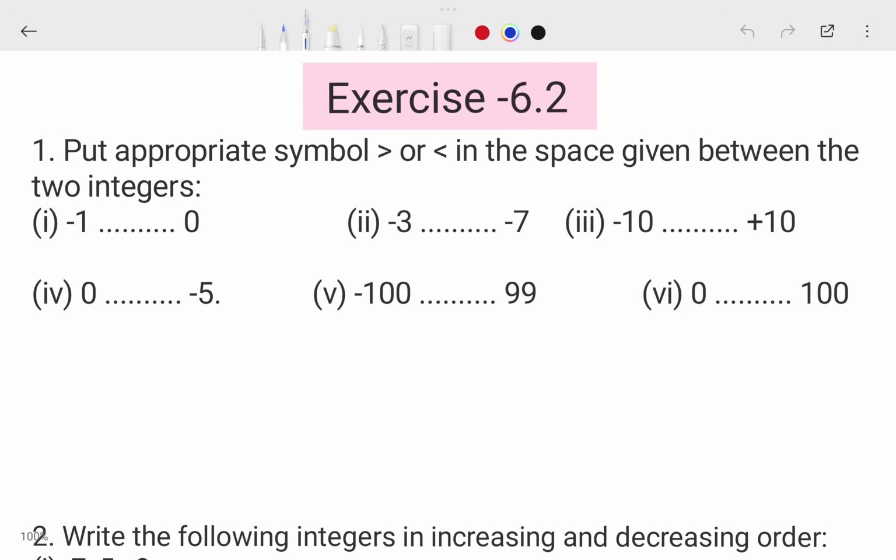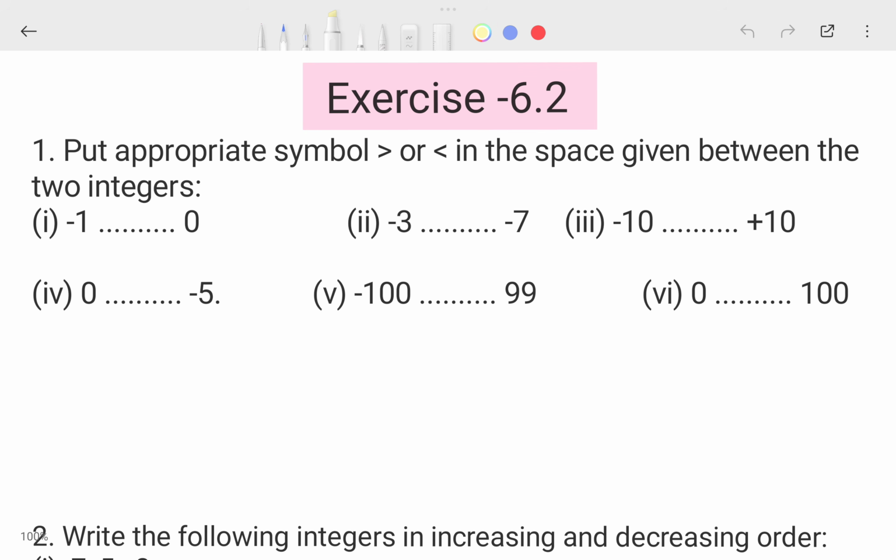In the previous video, we already saw the Exercise 6.1 solution, and today we are going to see the solution of Exercise 6.2. So let's start this exercise. If you have any kind of doubt related to this exercise, don't worry. I teach mathematics to weak students, and at the end of this video you will not have a single doubt in this exercise. So let's start with our first question.